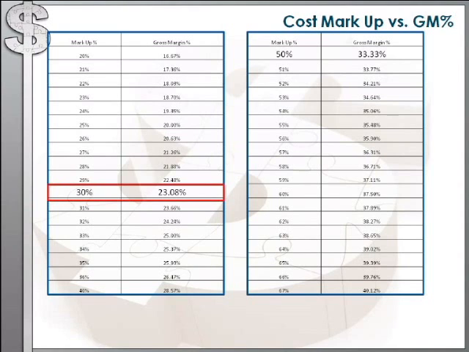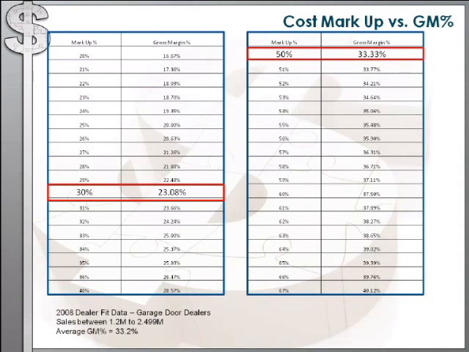The first example highlights a 30% markup over cost. What this tells us is a 30% markup is equivalent to a 23.08% gross margin. In terms of profit, this means you're really only making 23 cents on every dollar of the sale price. That's what gross margin tells us. On the second example, we can see a 50% markup over cost, which really only equates to a 33.33% gross margin, or you're earning 33 cents on every dollar of the sale price. Clearly, you get very different results.